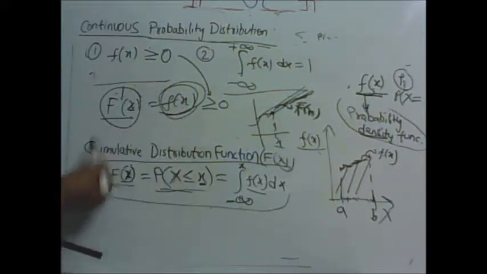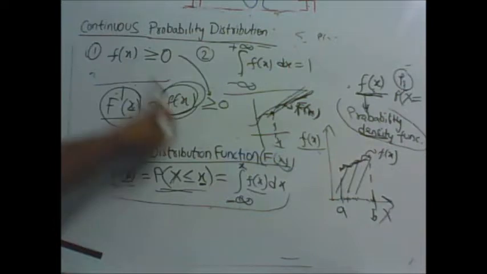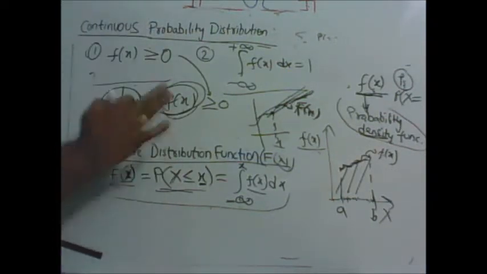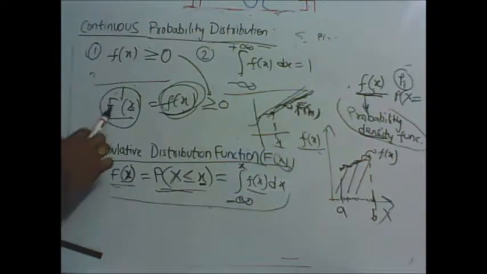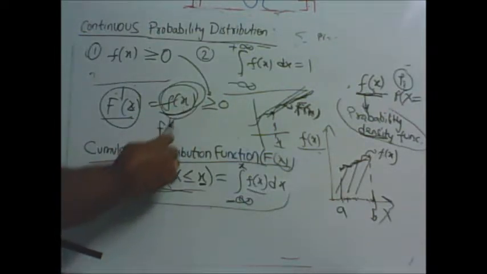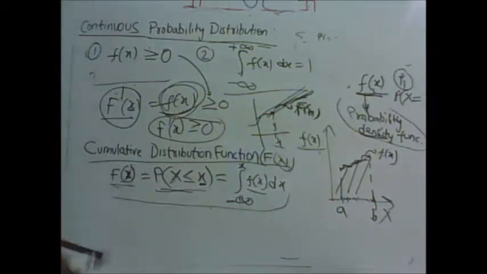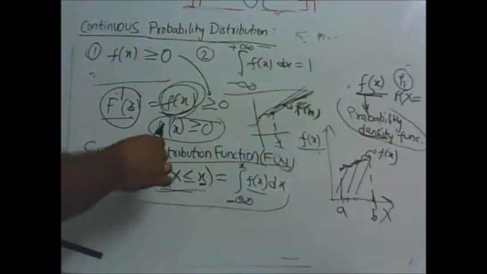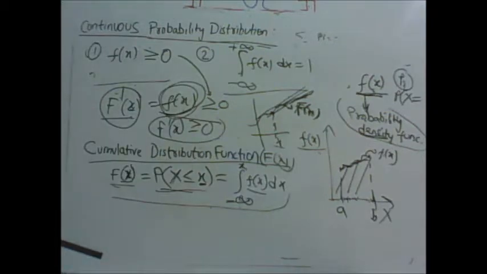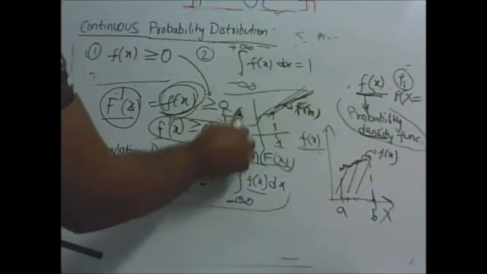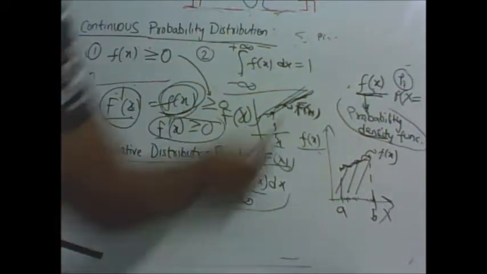From here we get f dash x equal to f of x. And from here we get f of x is greater than or equal to 0 for all cases. Finally, we can conclude that f dash x is greater than or equal to 0 for all cases. From the calculus part, we understand that for any function, if the first derivative is greater than 0, then the curve F of x is always an increasing function.